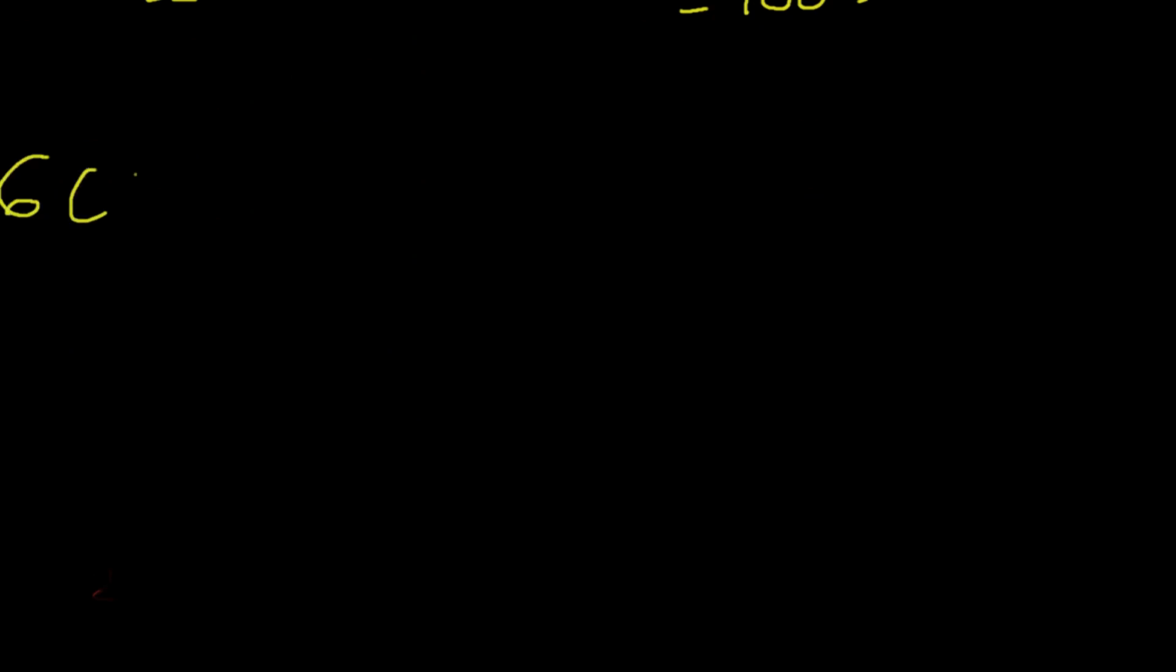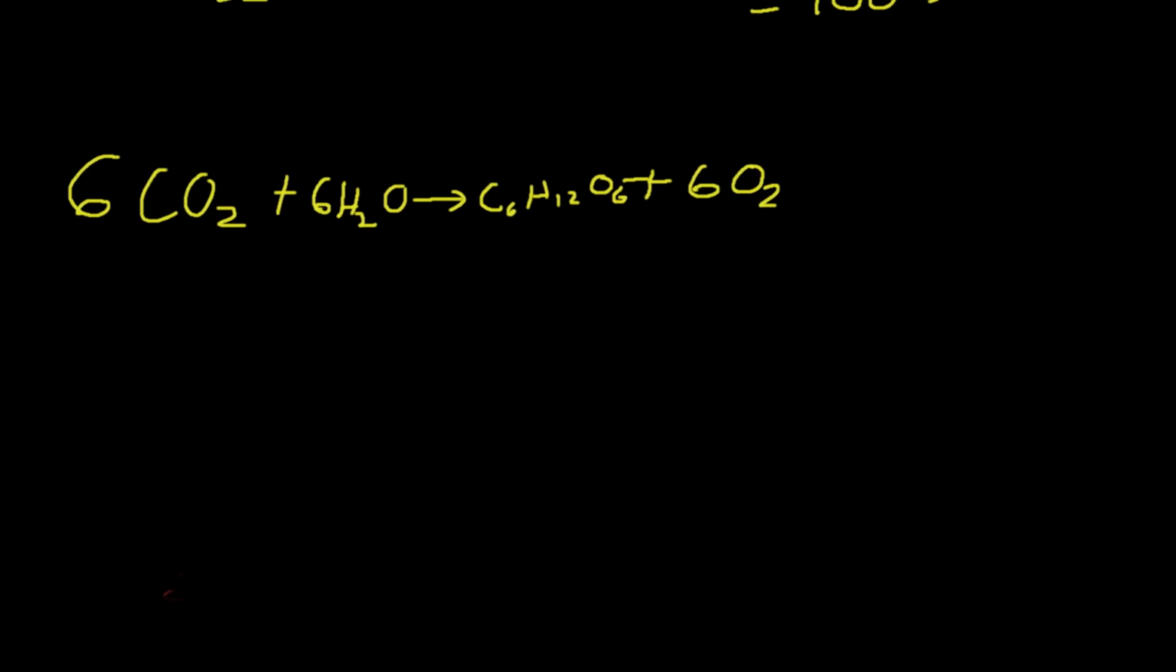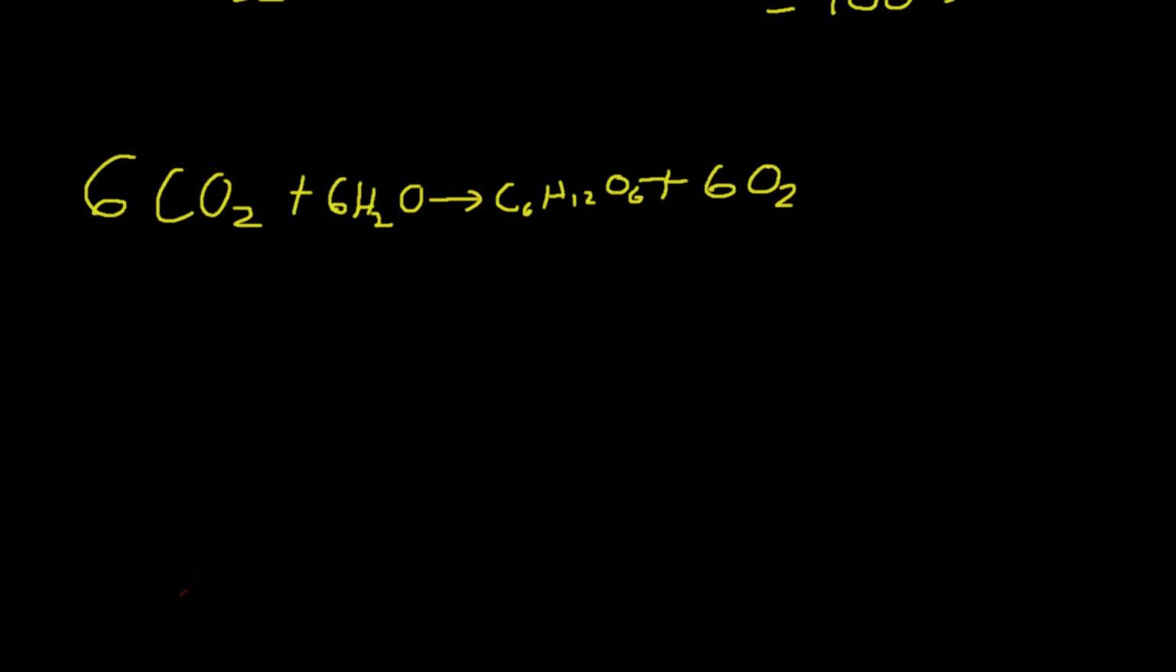So we have 6CO2 plus 6H2O produces C6H12O6 plus 6O2. And what we want is that our only useful product is glucose, and our waste is going to be oxygen. So what we're going to have is, let's just do this.